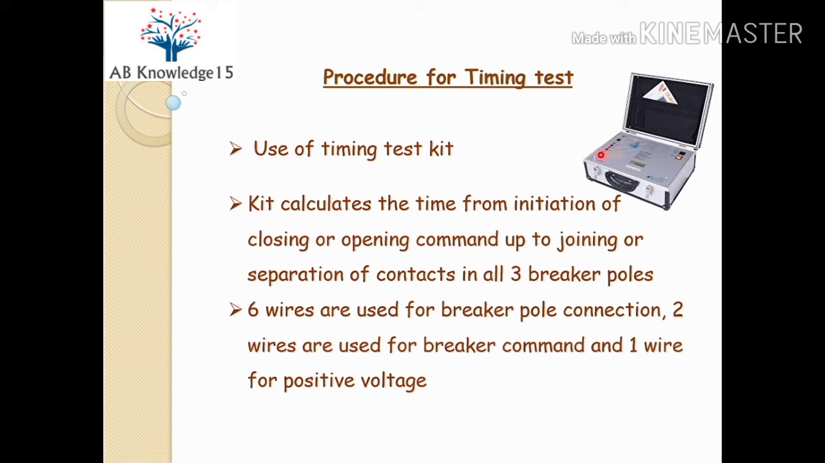So here if you can see, the connection points are available. Here the display is available to show the timings. Here the closing opening command buttons are available. This is the power switch of kit, and here the control cables of command are available. So here 6 wires are used for breaker pole connection, 2 wires are used for breaker command, and 1 wire is used for positive voltage.